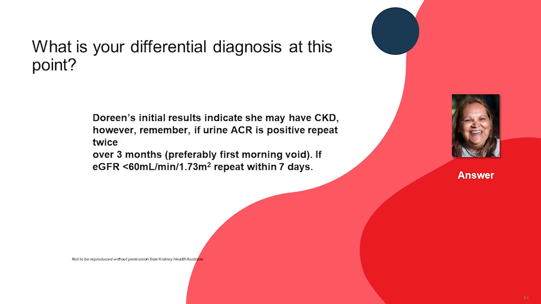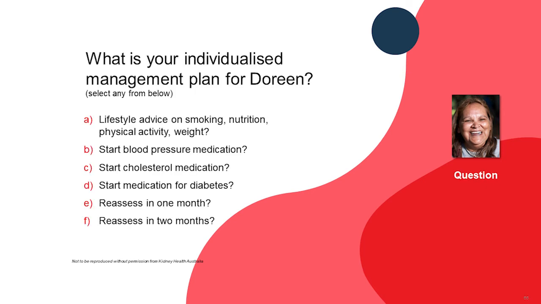Yes, she has an eGFR which is less than normal, but we don't know whether it is chronic because we don't know a previous result. It has to be abnormal for at least 3 months. So if the initial eGFR is less than 60, it's recommended that it be repeated within 7 days. So what's your individualized management plan? Which one would you choose? A to E, okay.